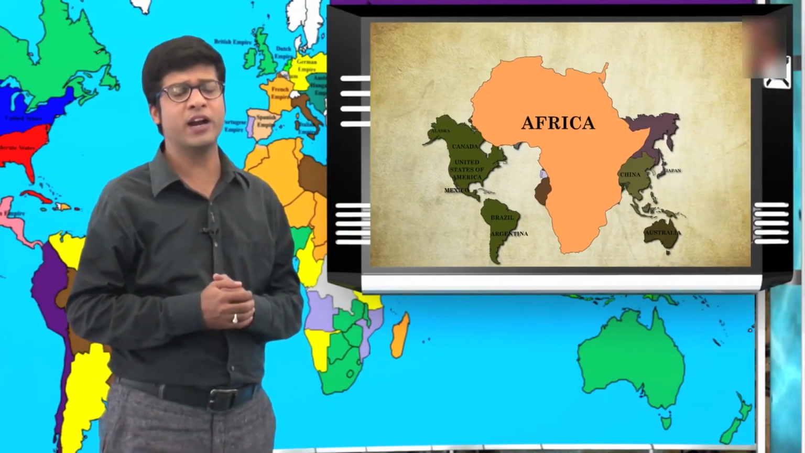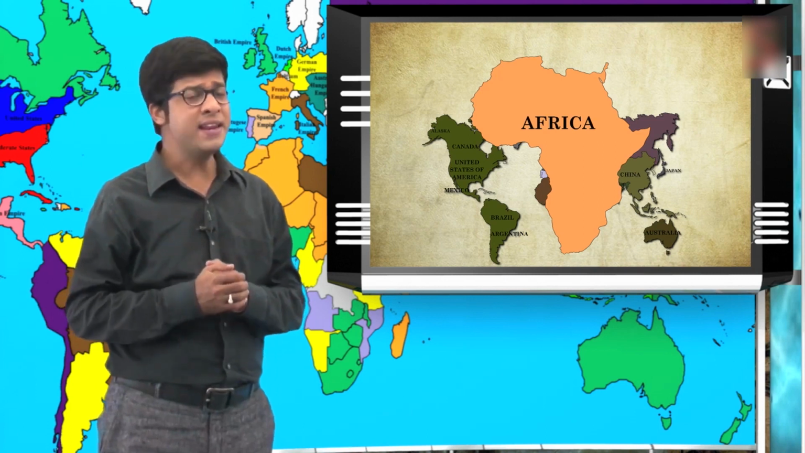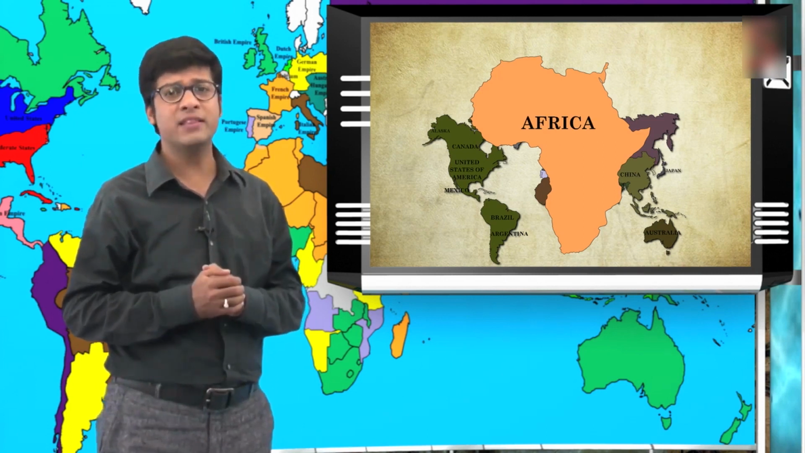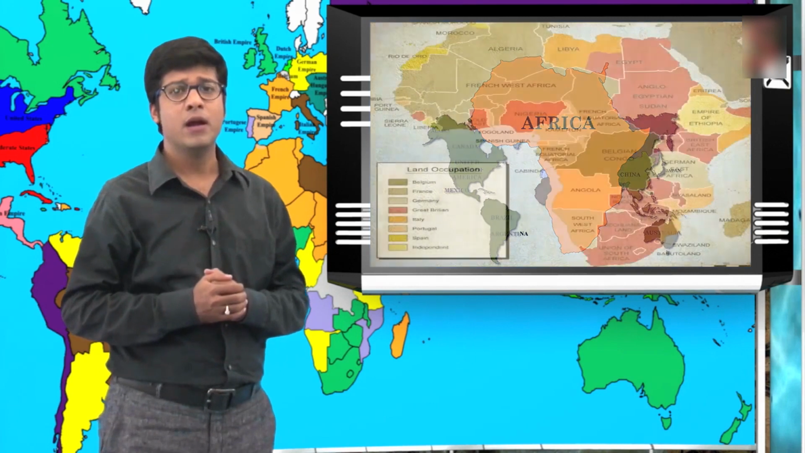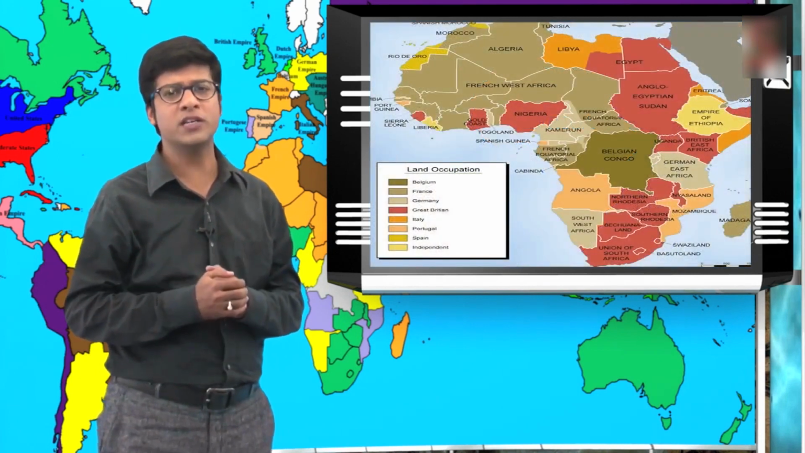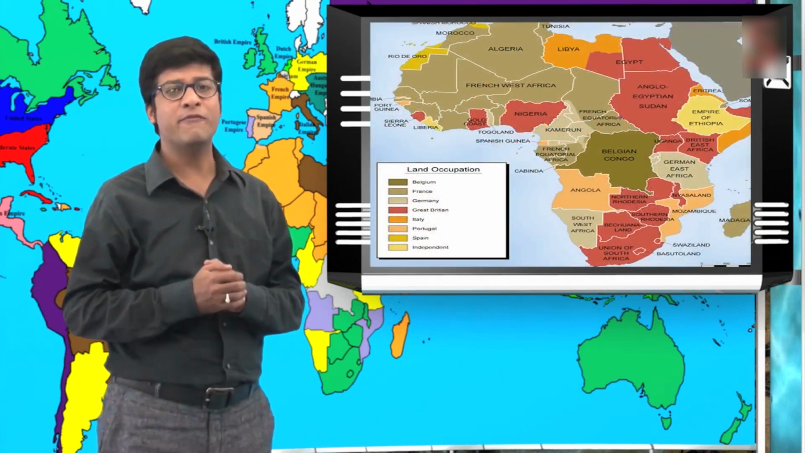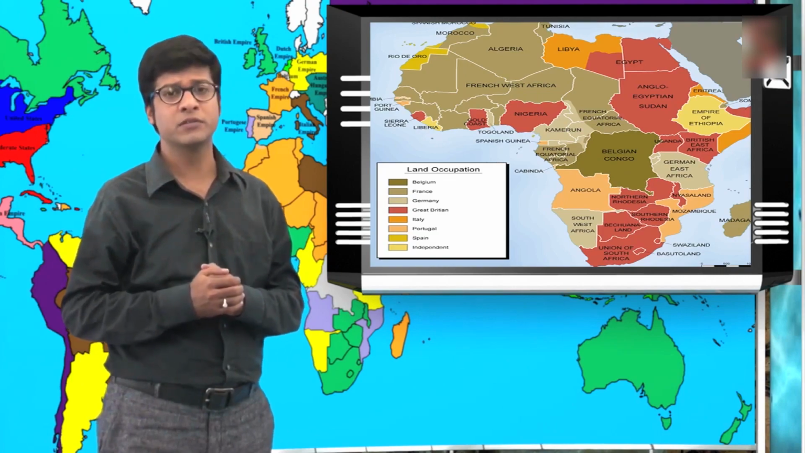Africa as major market for their produce. Then in 1870s began the scramble for Africa, a period of rapid colonization of Africa by various European powers. Children, we shall now study about some case studies of colonization around the world.